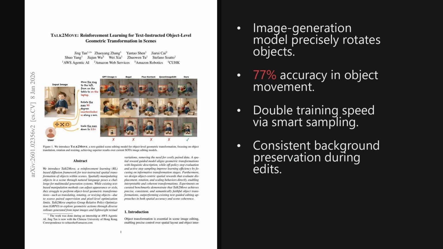Wrapping up, 2 takeaways stand out. Talk2Move proves that reinforcement learning can master precise geometric editing, solving tasks like rotation and resizing where standard models struggle. Also, by using active step sampling to skip redundant computations, it achieves this control with impressive efficiency. This method offers a scalable path toward truly controllable visual generation.